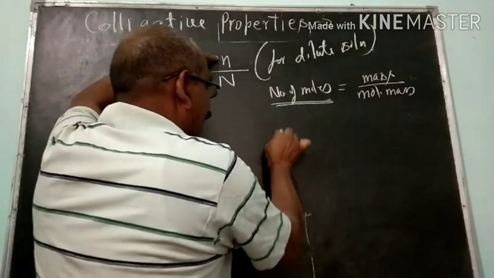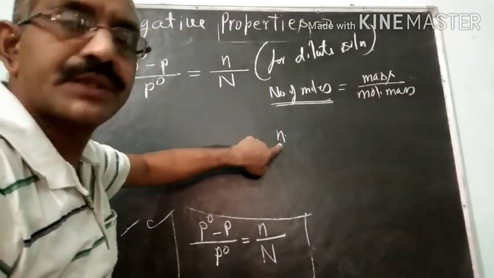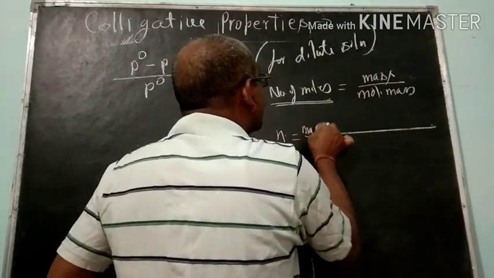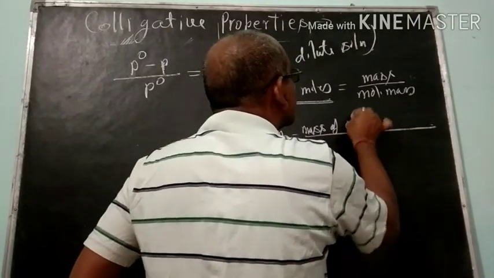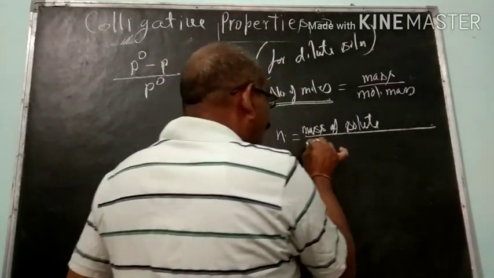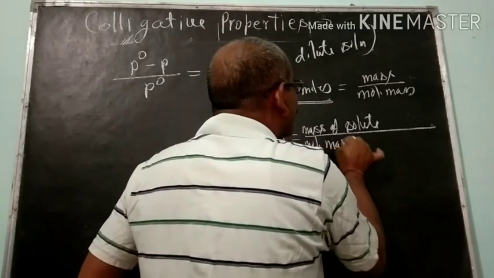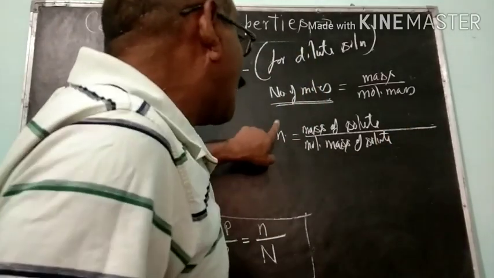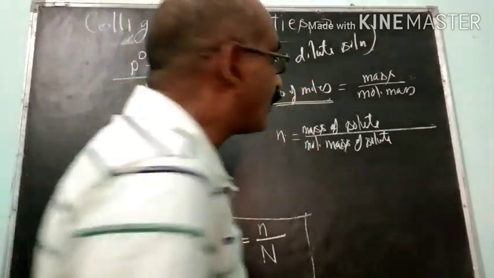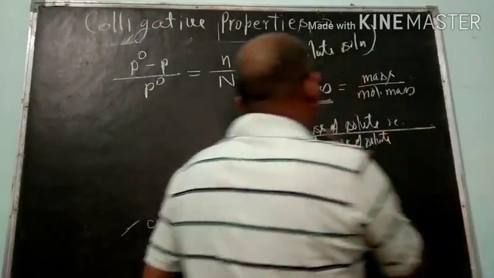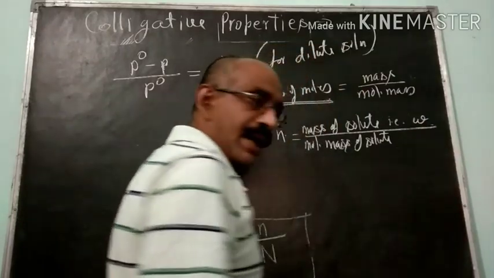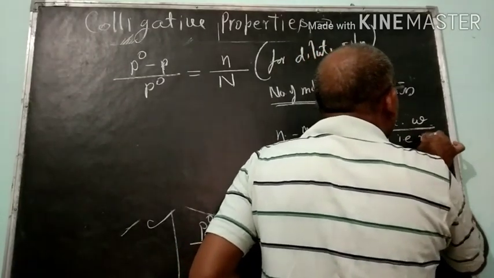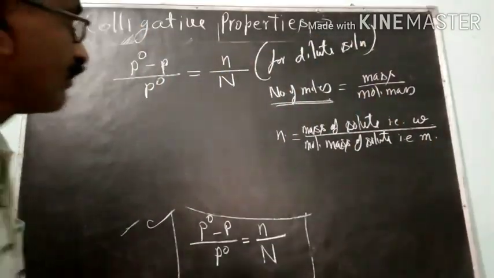Here small n denotes the number of moles of the solute. It means this can be calculated as mass of solute over molecular mass of solute, because solute is the minor component, so the mass of solute can be represented by small w, while the molecular mass of the solute can be represented by small m.